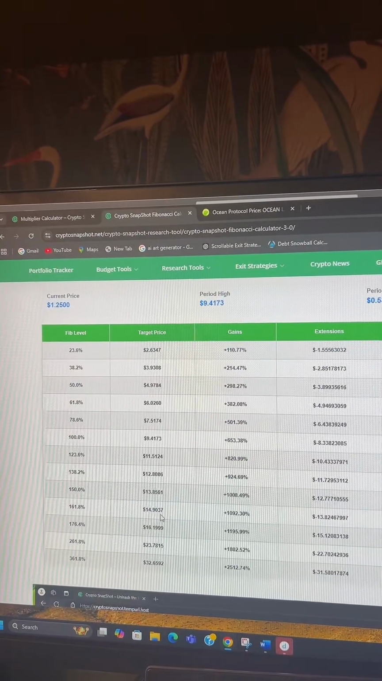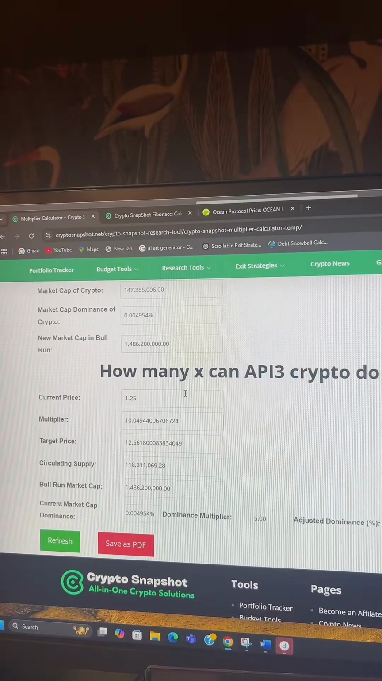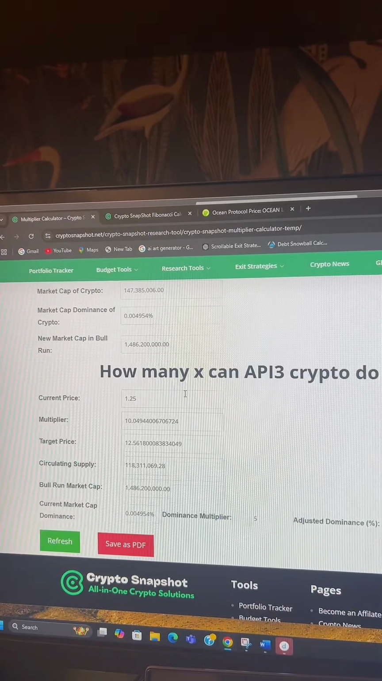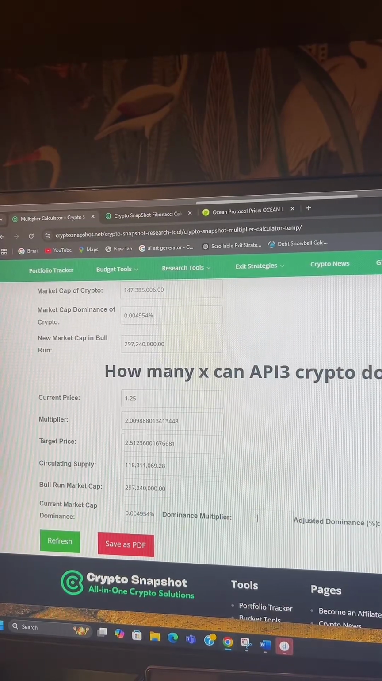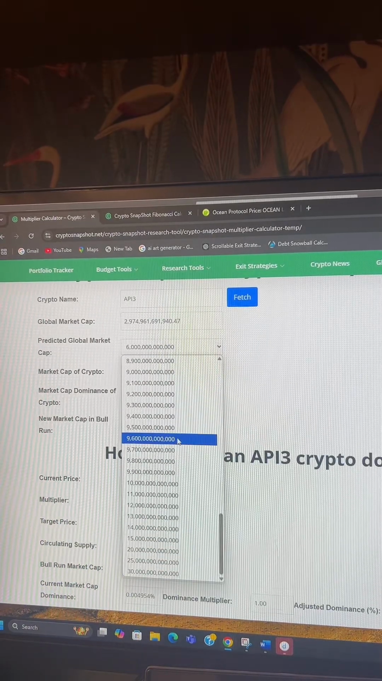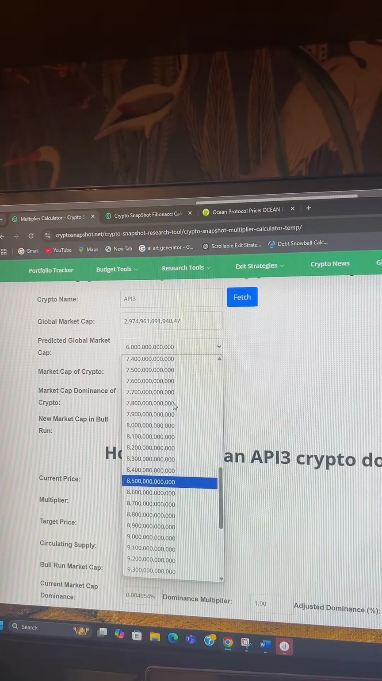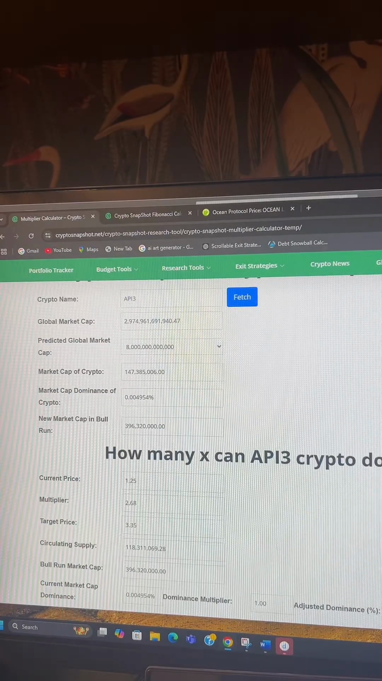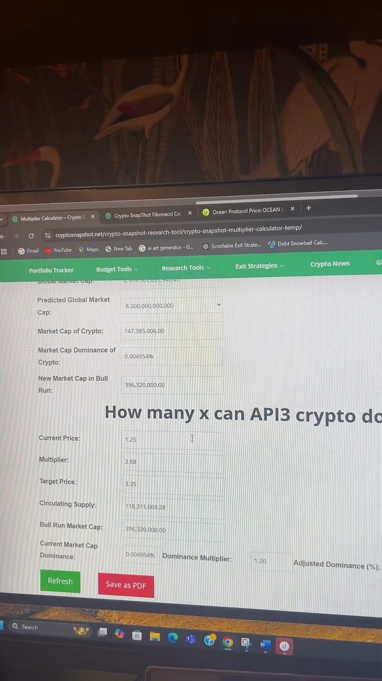Okay, we're going to switch this dominance multiplier back to a 1. We're going to come back up here and say we have a really good bull cycle. We hit $8 trillion global market cap. It maintains the same dominance. It'll be a 2.68x. The price would be $3.35.